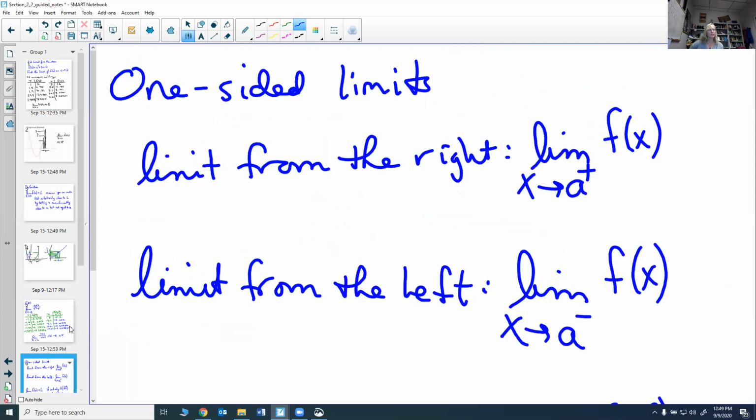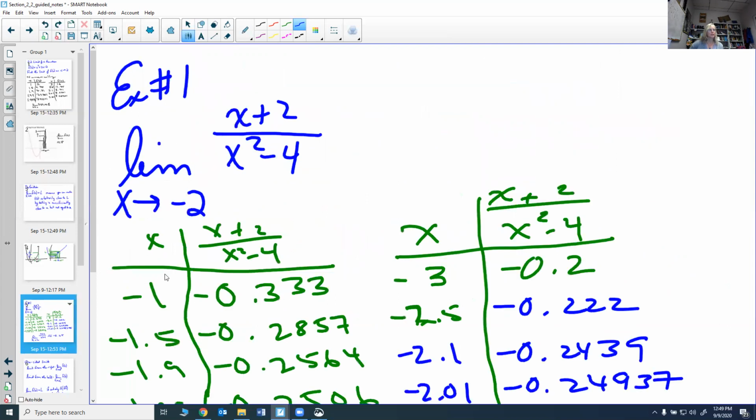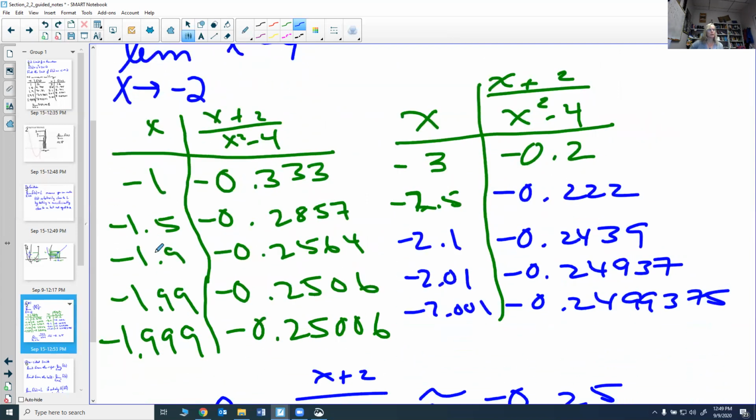Another concept is one that we've kind of been doing. It's called a one-sided limit. Here we came from numbers that were bigger than -2. So -1 is bigger than -2. It's to the right of -2. All these numbers are bigger than -2, and we're heading towards -2 from the right. -3 and so forth are all numbers that are smaller than -2. They're all to the left of -2, so we're coming from the left.